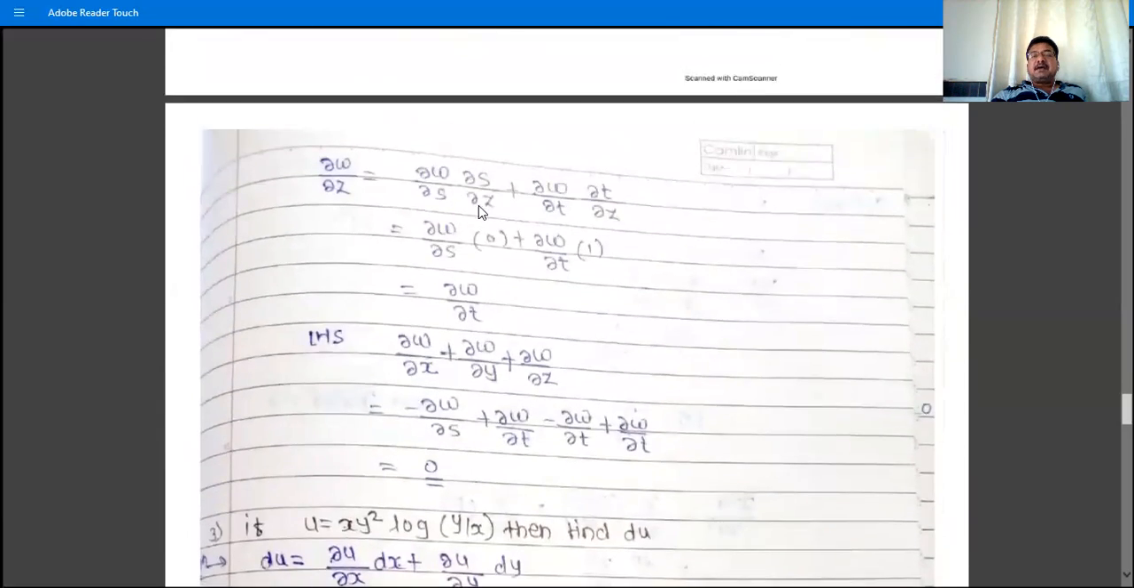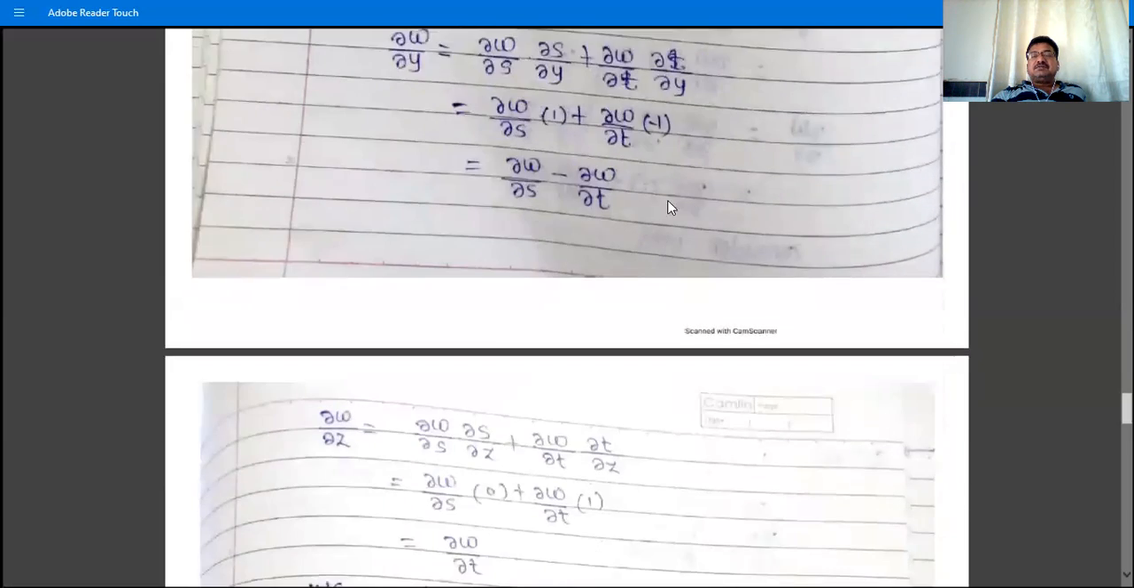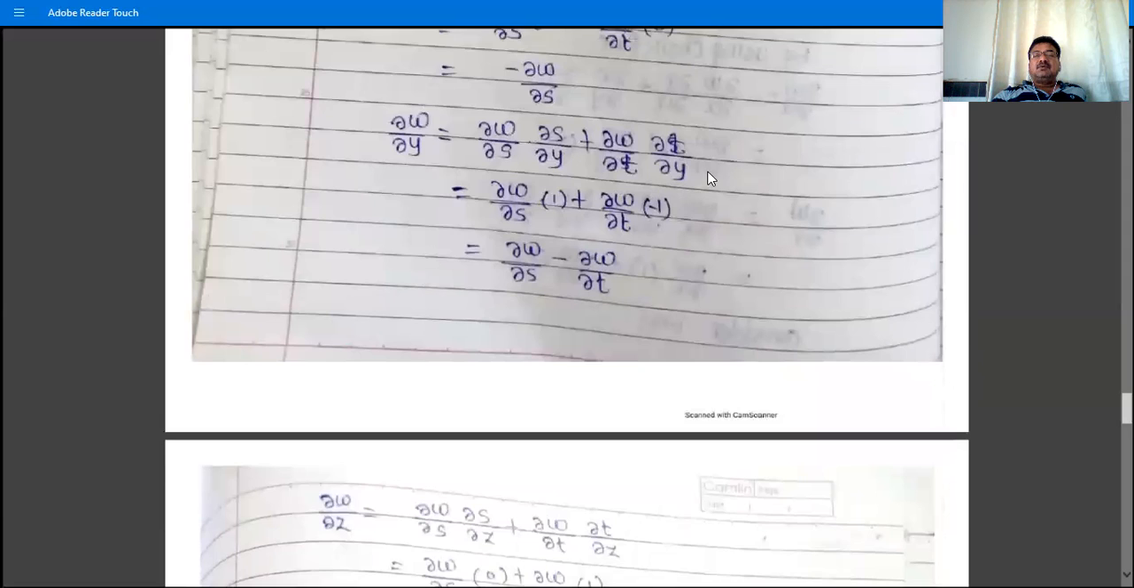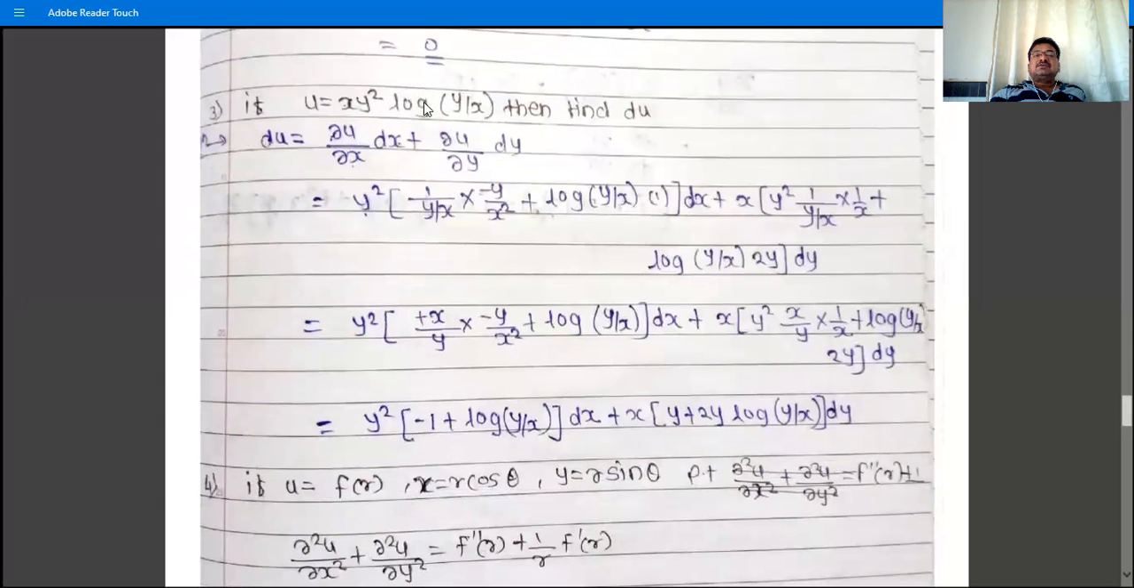Then substitute ∂s by ∂z. The derivative of this quantity with respect to z is 0, and this quantity with respect to z is 1. Okay, then we have this answer. Then consider LHS: ∂w/∂x, ∂w/∂y, ∂w/∂z. Substitute the values. Okay, we have the answer 0. So next problem: if u is x y square log y by x, then find du.